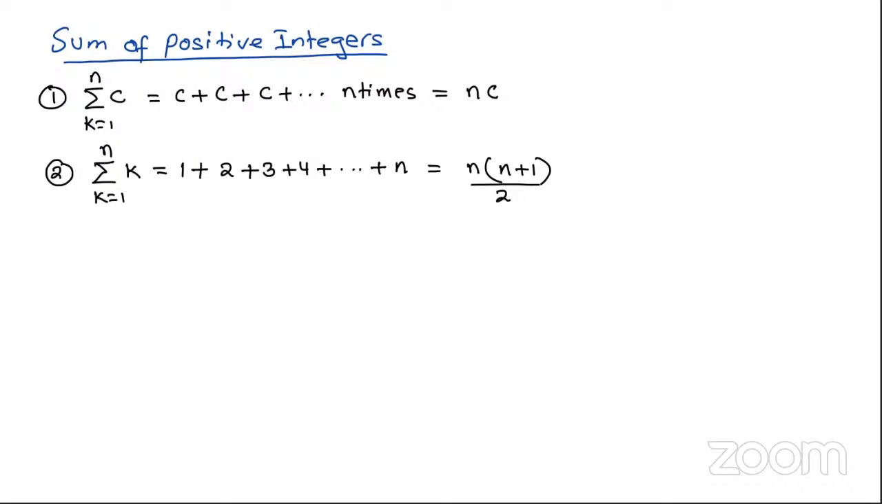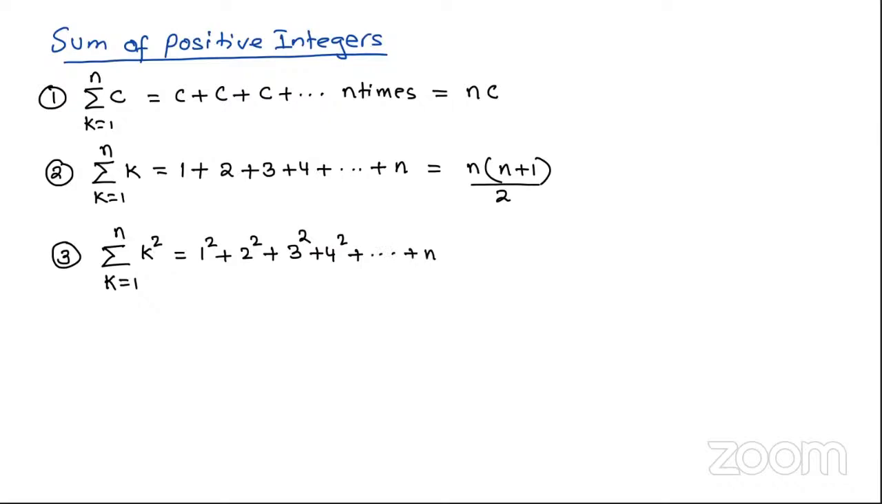Similarly, let's look at the third formula. Third formula is the summation k equal to 1 through n. This time we want to look at k squared. So we are plugging in from 1 again, right? For k, but we have k squared. So it's going to be 1 squared plus 2 squared plus 3 squared plus 4 squared all the way up to n squared.